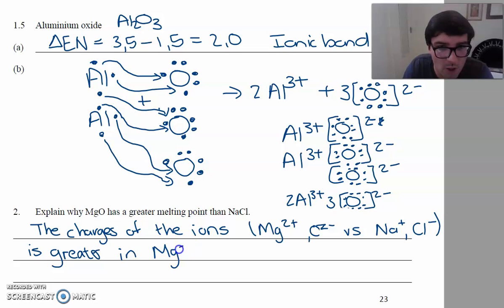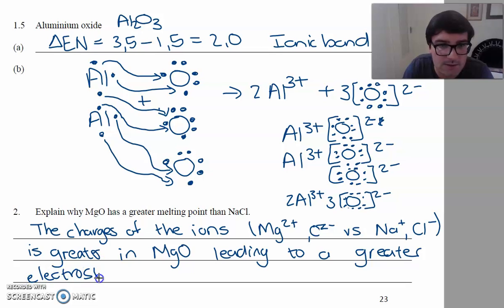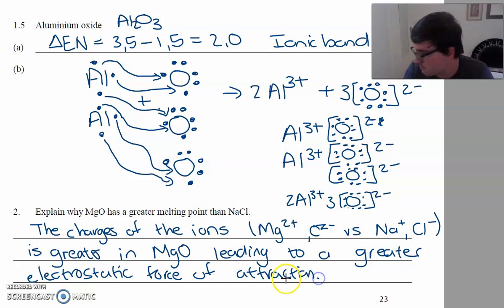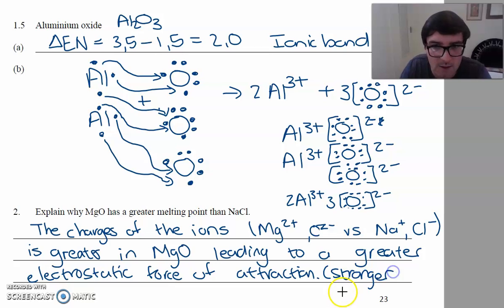in magnesium oxide, leading to a greater electrostatic force of attraction. So this would lead to a greater electrostatic force of attraction. So this means it has stronger ionic bonds.